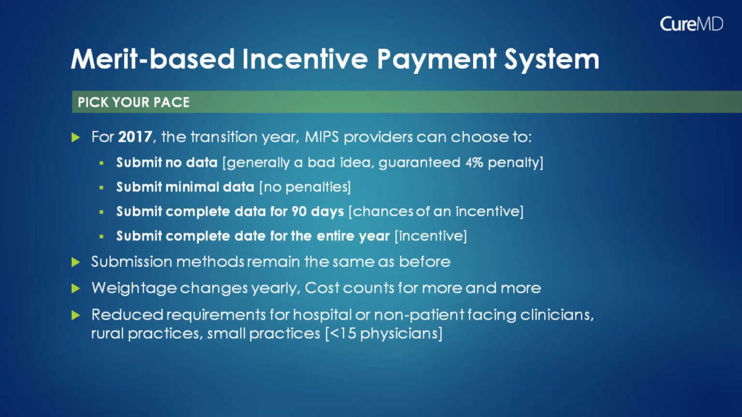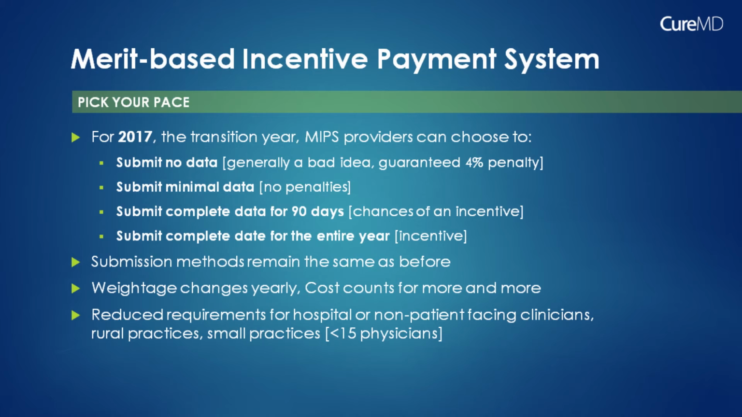And then the other thing that we know is that the weightages assigned to those categories change every year. So the cost component, which initially is not included in the calculation, counts for more and more until it gets up to about 30%. So almost a third of the score is going to be based on how much you're costing the Medicare program.